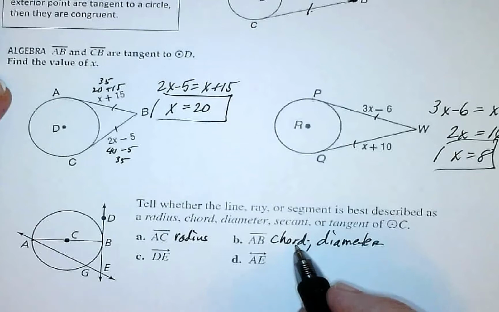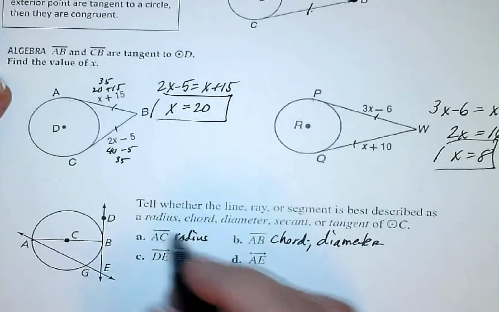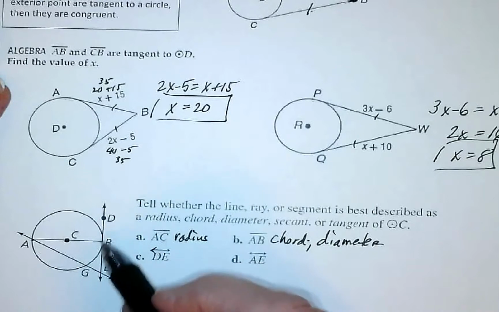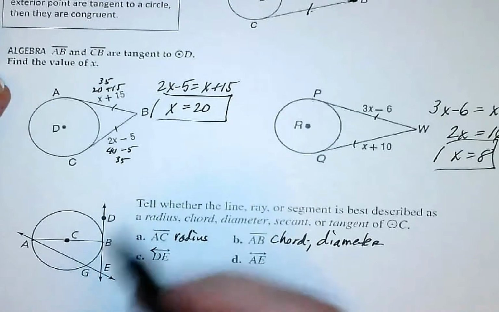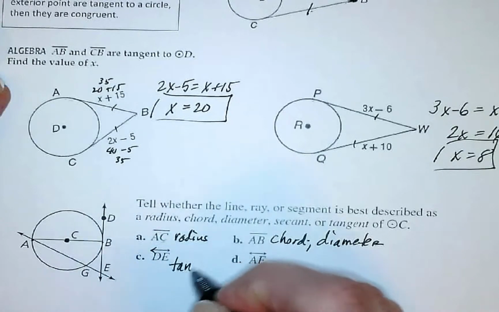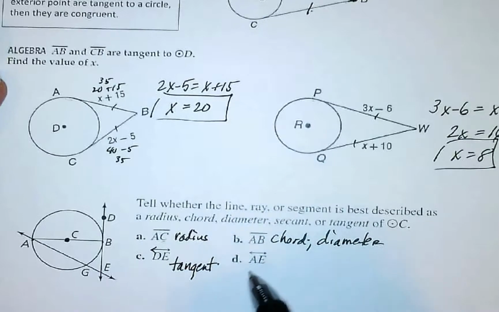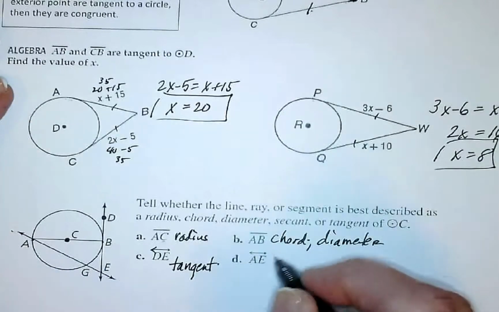Line DE is out here. It intersects the circle at just one point, so that would be called a tangent. And line AE, which is this one here, here's E, goes through there, so it's a line that intersects it at two places. That's called a secant.